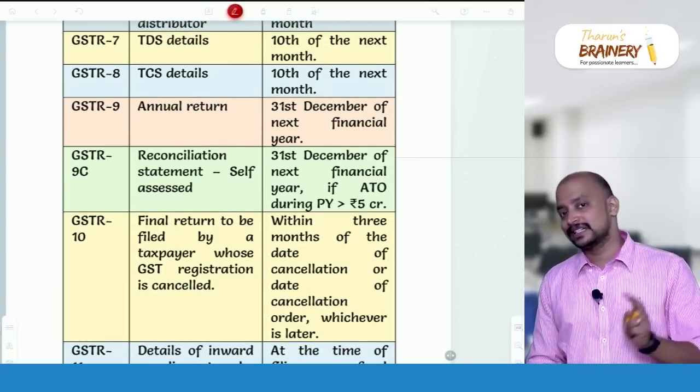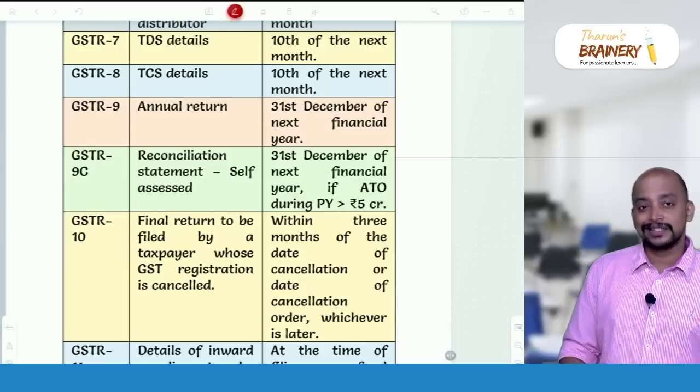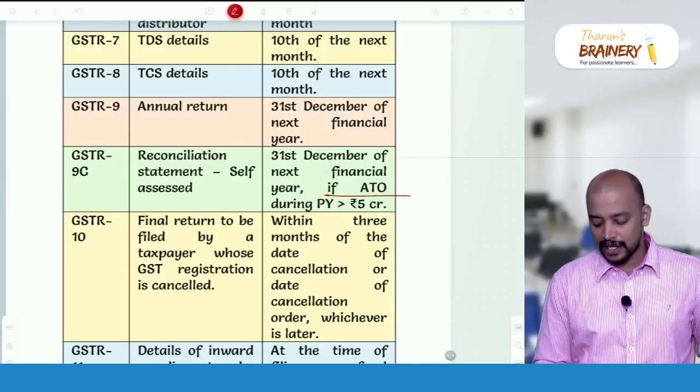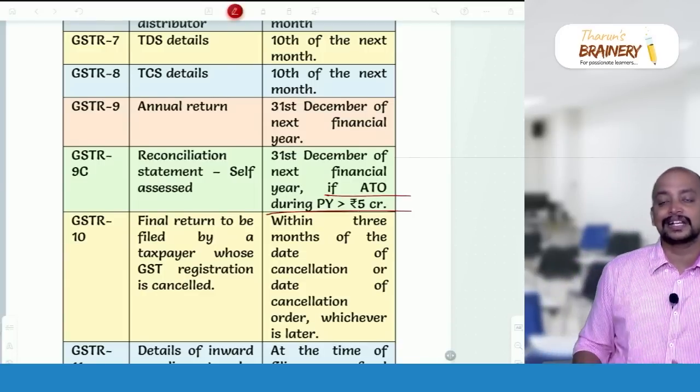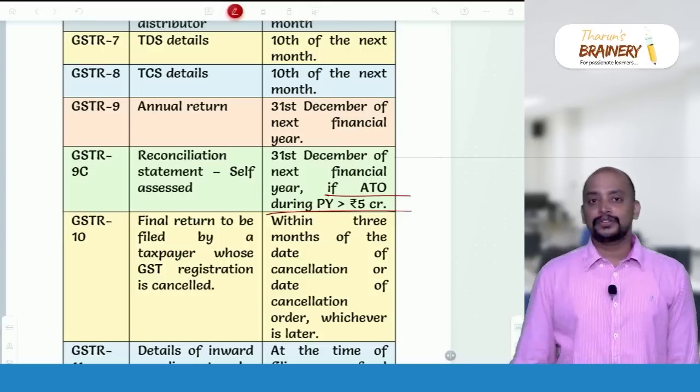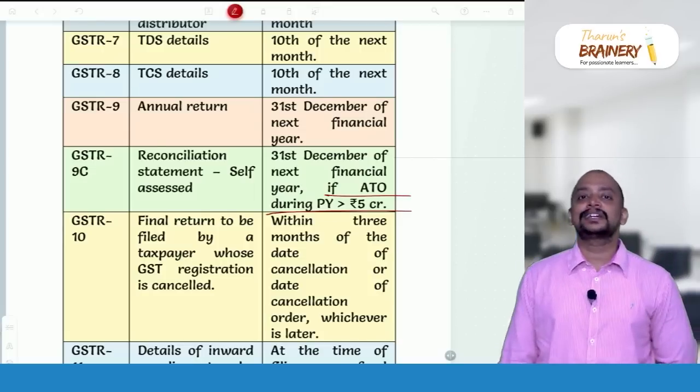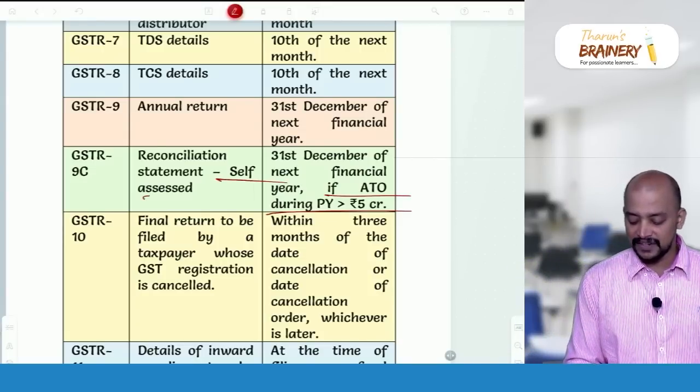9C is a reconciliation statement. And who is required to file the reconciliation statement? Only a person whose aggregate turnover during the previous year, that is for the year, exceeds 5 crores. So they are required to file the reconciliation statement. Previously that reconciliation statement was audited and now it is self-certified.